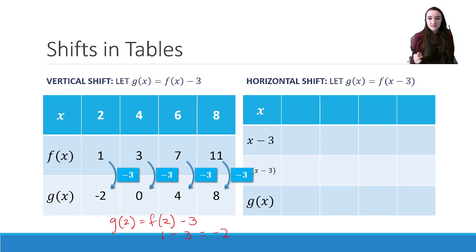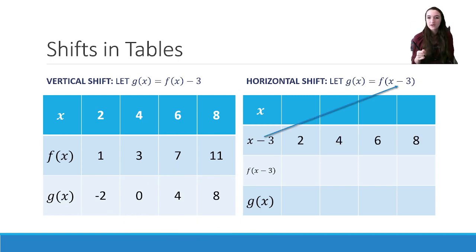We want to say, well, we know how x and f of x interact. So what if I say x minus 3 is 2, 4, 6, 8? Because that's what I was given. So I know that f of x minus 3 would be this. Okay, so that's strange, though.